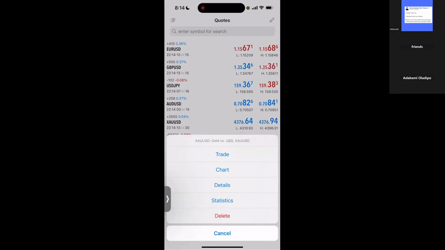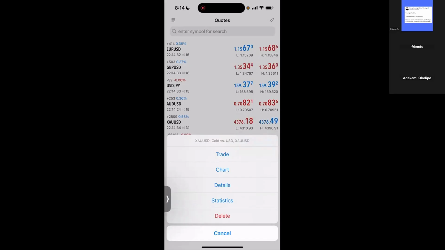If you're on your phone, just click on quotes. You see a pencil at the top of your screen. Click on the pencil, you will see how to remove. You just tick them. You will see delete at the top. So you delete. If you want to add, you see the enter symbol for search.